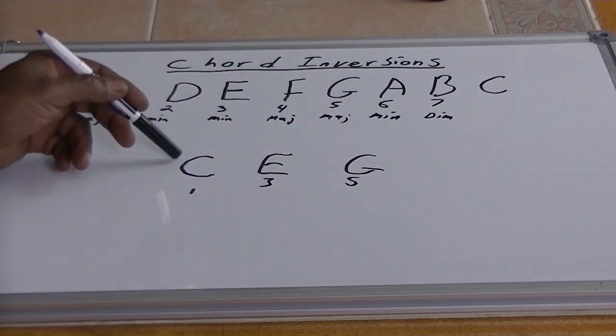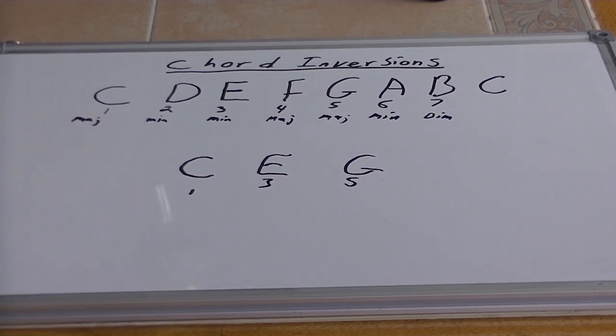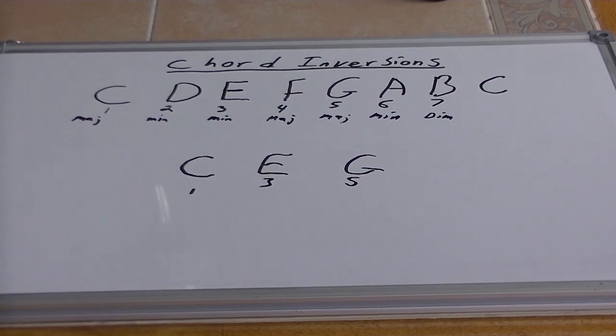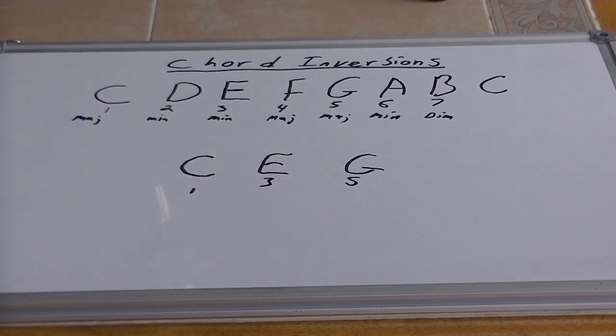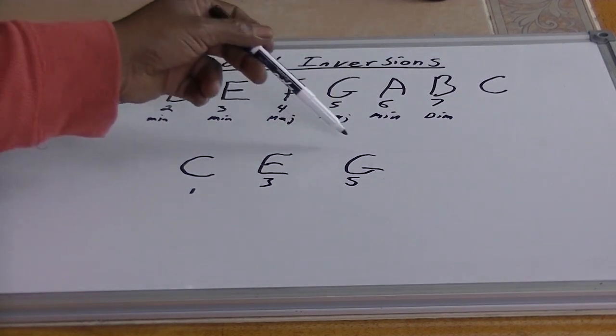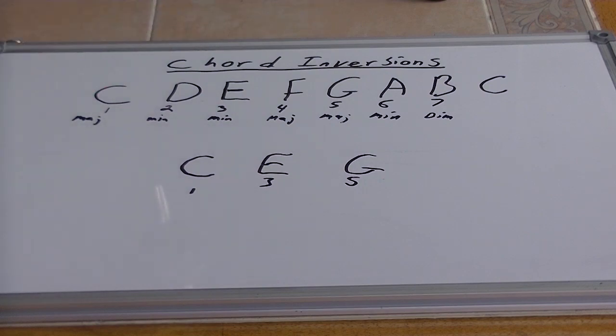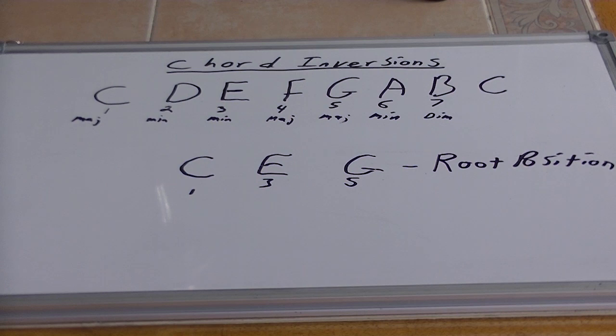C is our root note, and our root note is the lowest note of the chord. Well, when we have the notes of the chord written out in this fashion, starting with the root note as the lowest note of the chord, and then proceeding with the notes getting higher through the musical alphabet, this is what's known as root position.